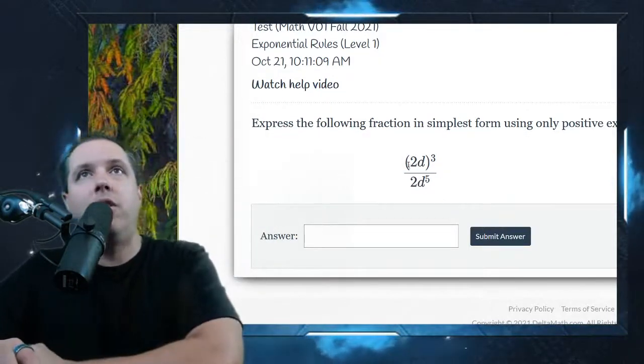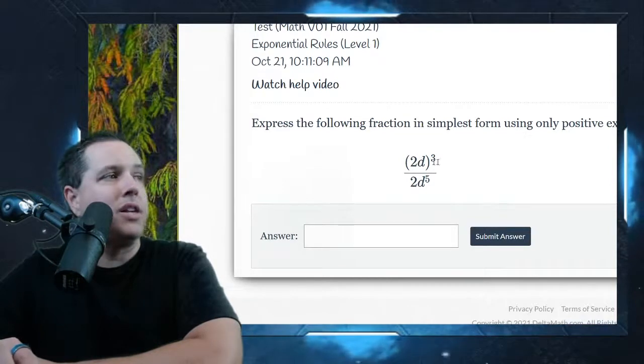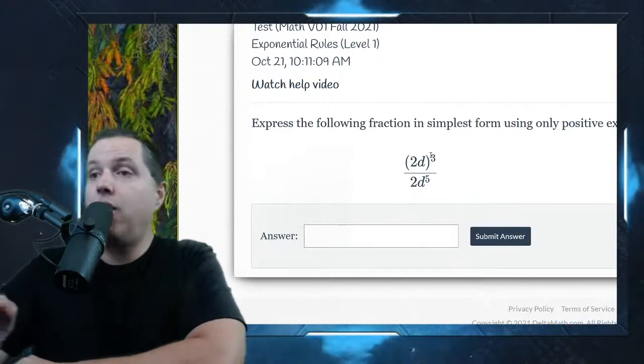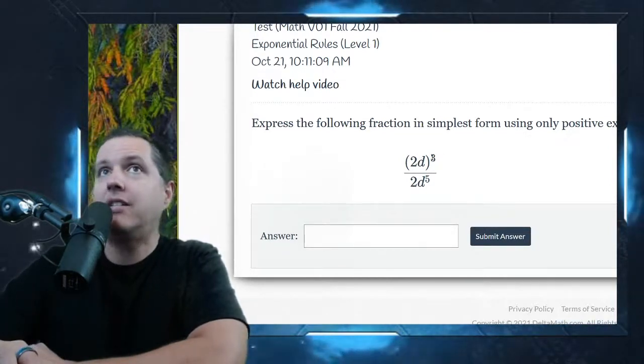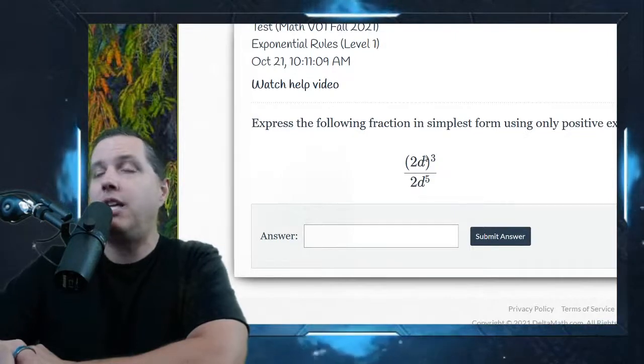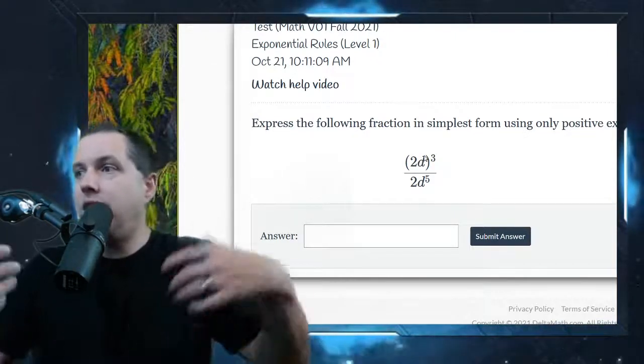So when I look here, I go, well, look, I have a product inside of an exponent. Oh, we had a rule that we learned for that last time. This would become 2 cubed d cubed, right? And then you work from there.